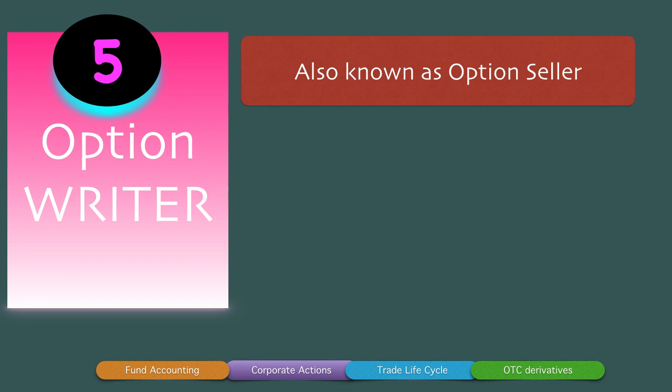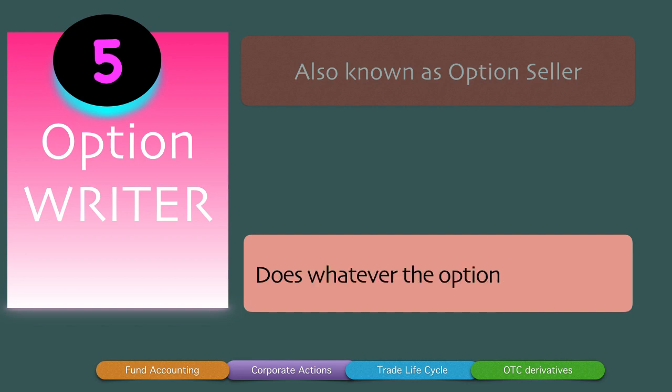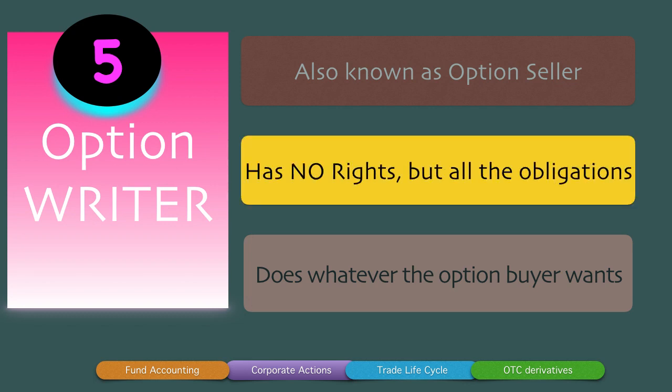So the option writer does whatever the option buyer wants. They have no rights, they only have all the obligations under the option. Okay, so think of this as two counterparties. One is heavily long in the trading position, one is heavily short in the trading position. The entity that is long has all the rights, the entity that is short has all the obligations.